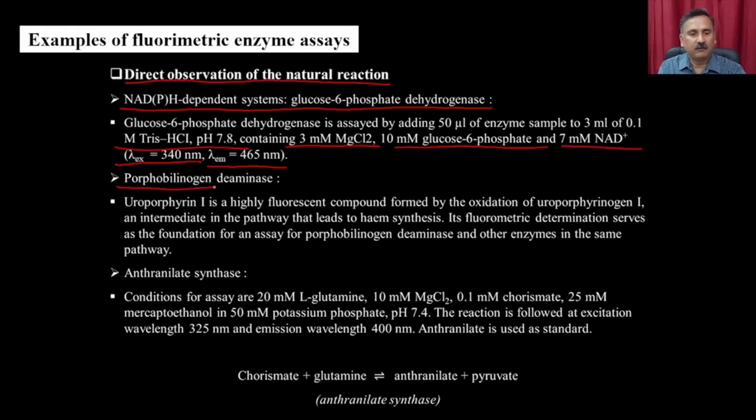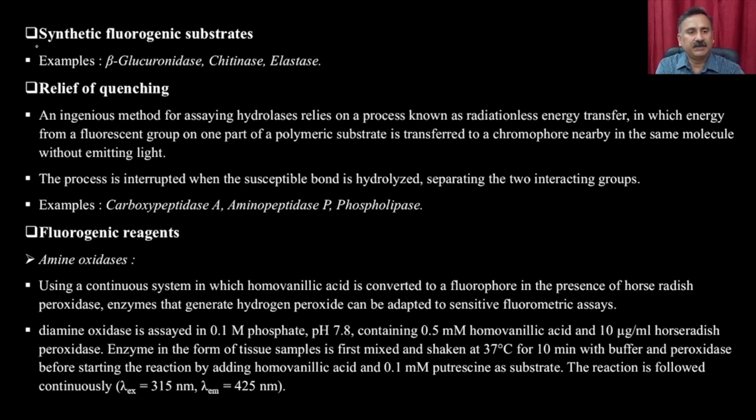Then we have phosphobilinogen deaminase. This is also another enzyme through which you can measure the enzyme activity. Then we have anthranilate synthase. The conditions for the assay are given here, and anthranilate synthase catalyzes the reaction where chorismate plus glutamine is converted into anthranilic acid and pyruvate, and you can measure this activity with the help of fluorescence.